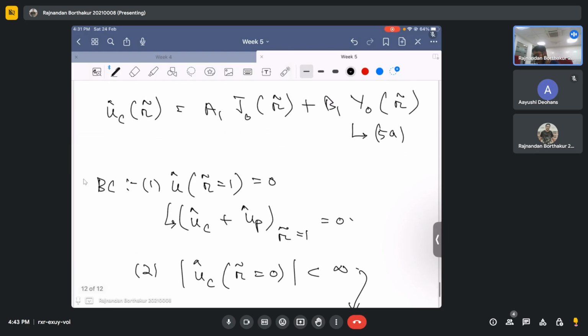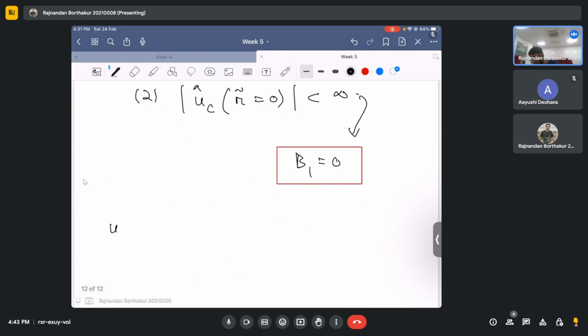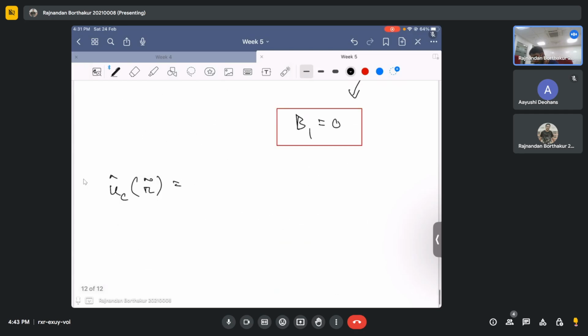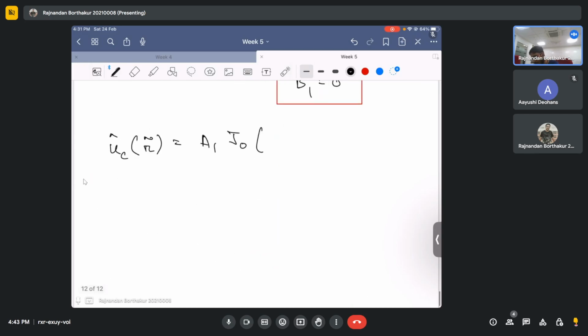But before evaluating a1, let's do the conversion to r bar. If b1 is 0, we will get uc hat as a function of r tilde, which is a1, and we will find out a1 shortly, times j0 of r tilde. And we know that r tilde is r bar alpha root I. So it is a1 j0 of r bar alpha root over I. I think so far there is no confusion here. So we have evaluated the complementary function as this.